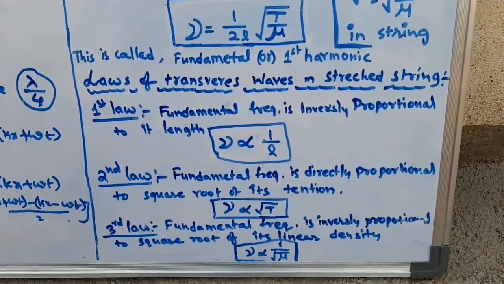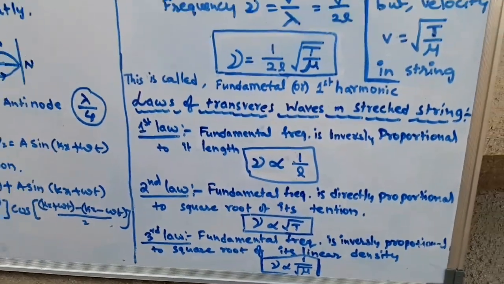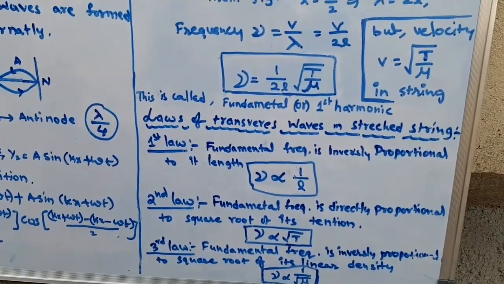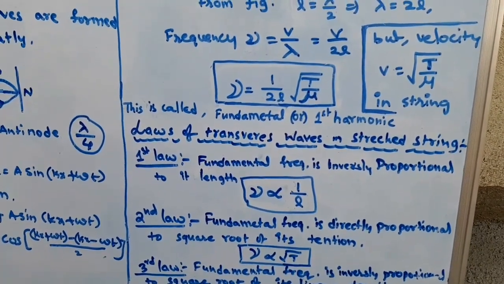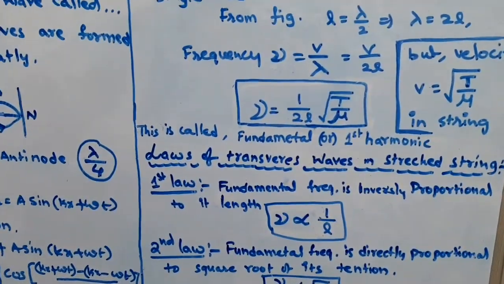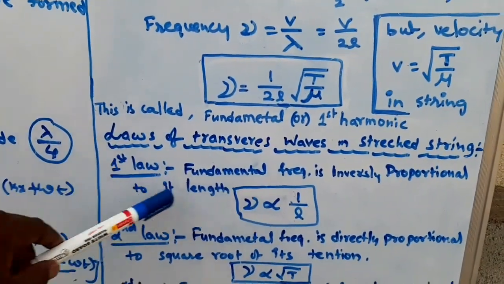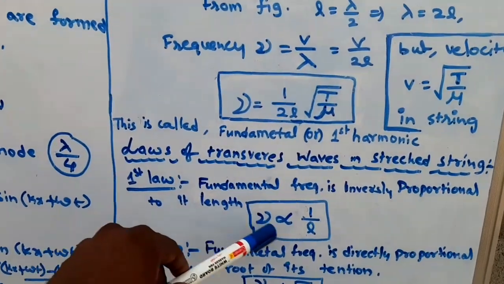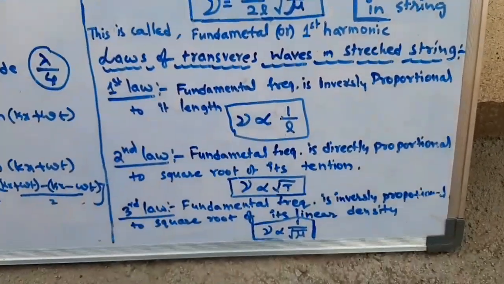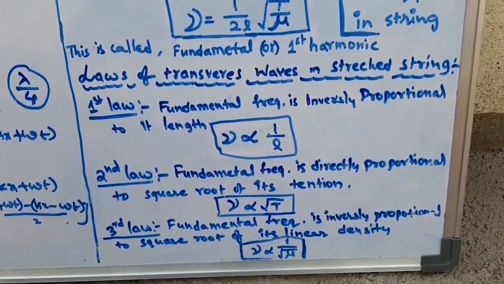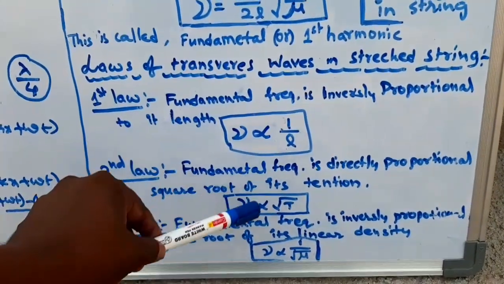The first law: the fundamental frequency is inversely proportional to its length. You can look at the above equation for the fundamental frequency or first harmonic frequency. Remember that in the first law, tension and linear density remain constant, so the frequency is inversely proportional to the length of the string. Second law: the fundamental frequency is directly proportional to the square root of its tension, but in this case length and linear density are constant.